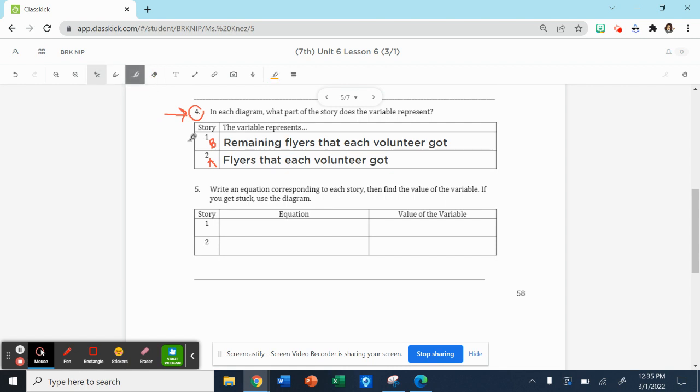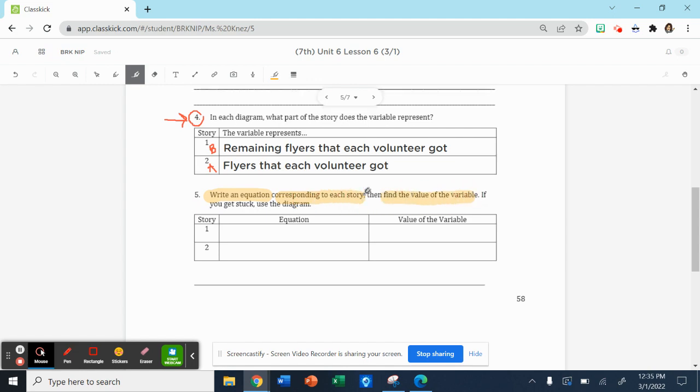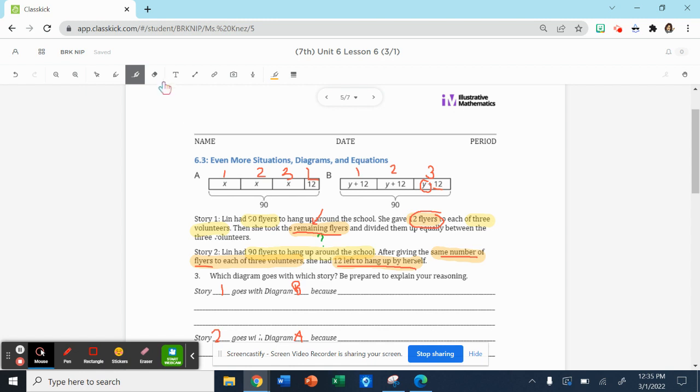Now, our final step and the key of today's learning target is to write an equation corresponding to each story, then find the value of the variable. Let's take a look at the diagram. In diagram A, we know that we have a total of 90. 90 is going to be equal to 3 groups of X plus 12. And that would be the equation that we would write in the box for diagram A.